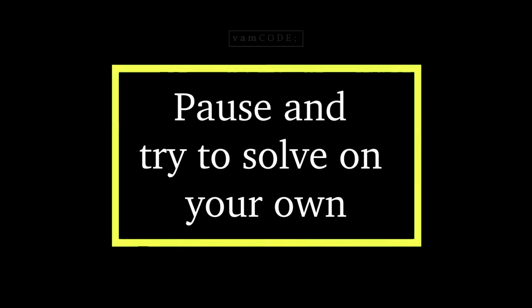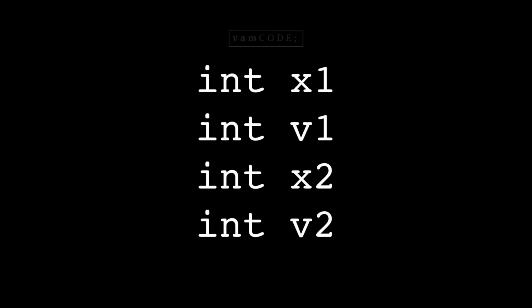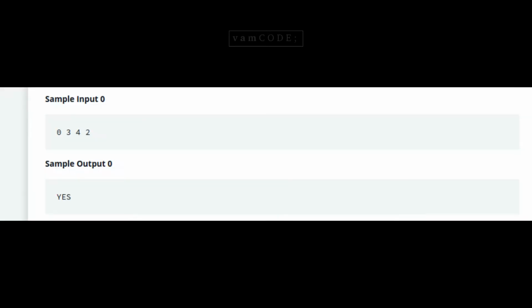If it was the question that you guys had trouble with, then pause the video and try to solve it on your own. If not, then let's move on to the logic part. Let's take a look at the values we are given. We are given the starting positions of both kangaroos. We are also given the number of spaces each kangaroo jumps. Let's look at a sample test case given by the website.